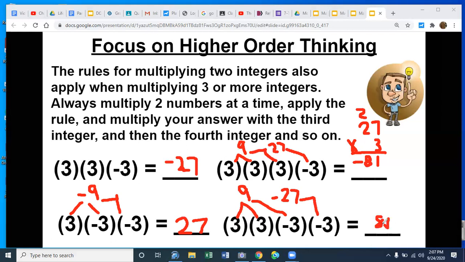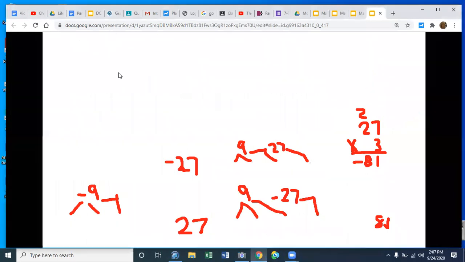Okay, so when you have multiple numbers that you're multiplying together that are integers, take them 2 at a time, apply the rule, and then continue multiplying with the next number in the row. Okay, let's wonder if it's going to bring up the number answers here. Nope. Okay.